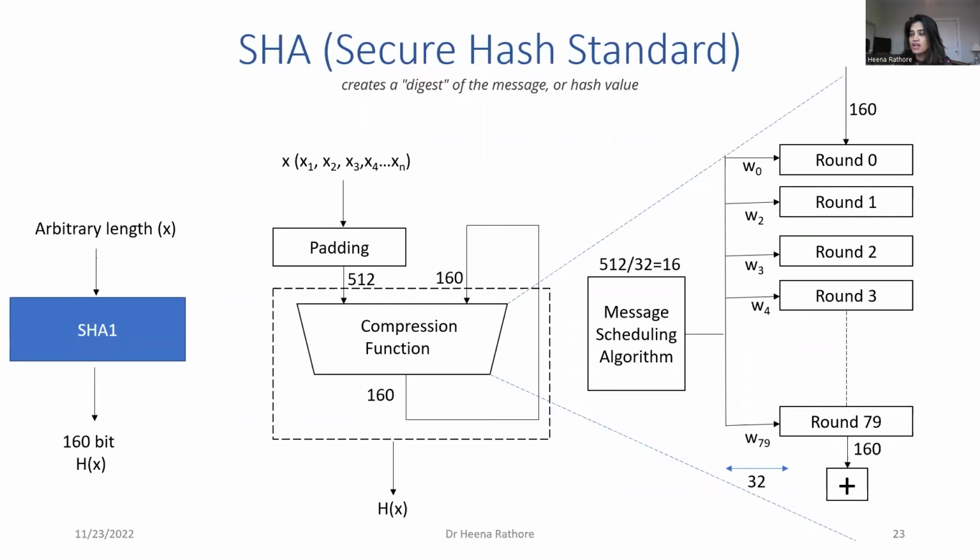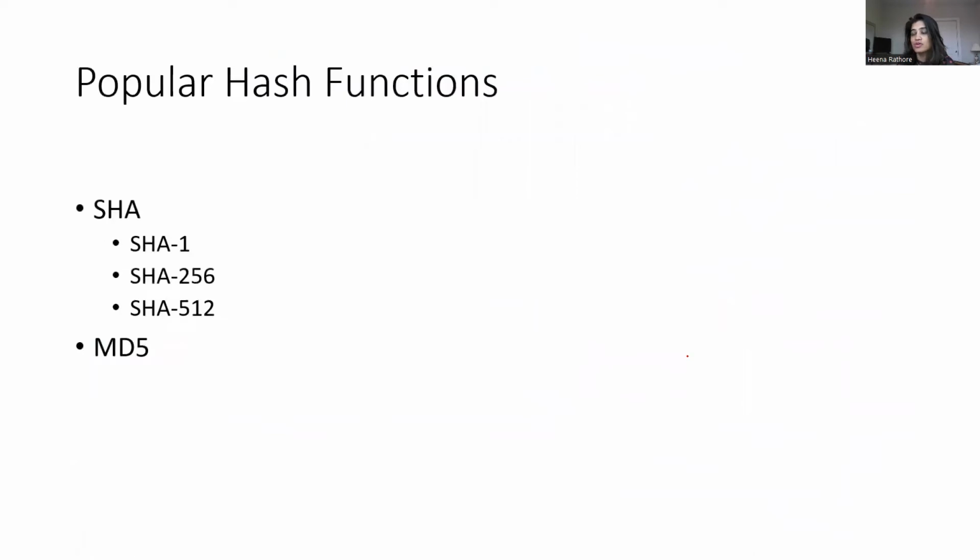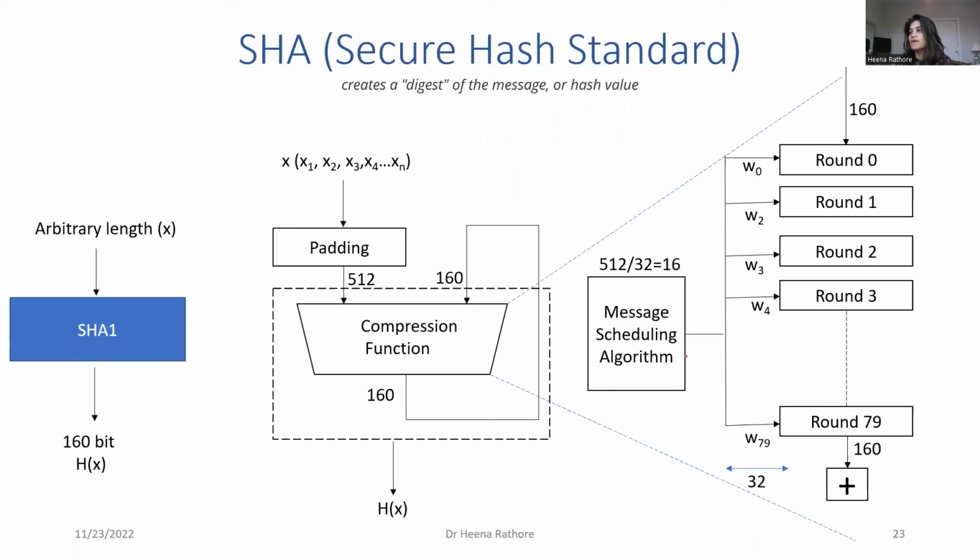So in the SHA algorithm, for SHA-1, the input is of any arbitrary length, but the output that we get is 160 bits. That's what SHA-1 says. If it is SHA-256, the output is 256 bits. If it is SHA-512, the output is 512 bits. So here in SHA-1, as I said, the output is a 160-bit value.